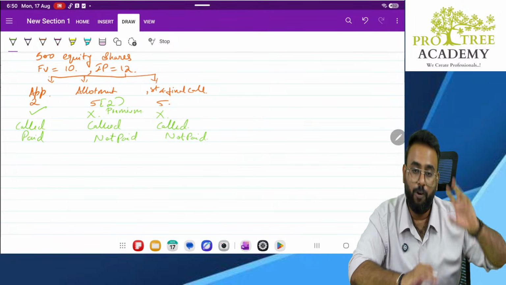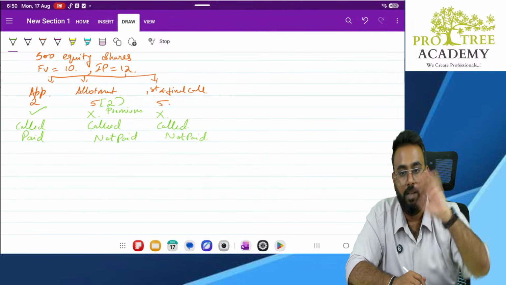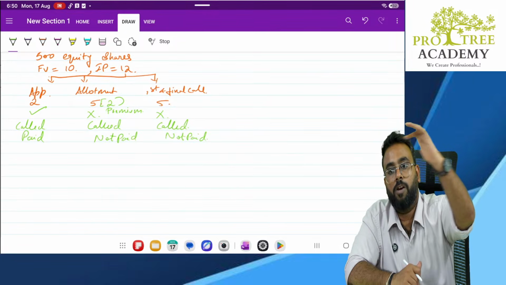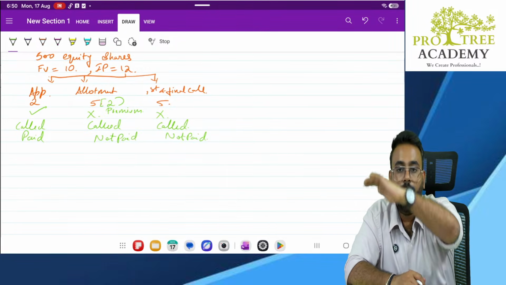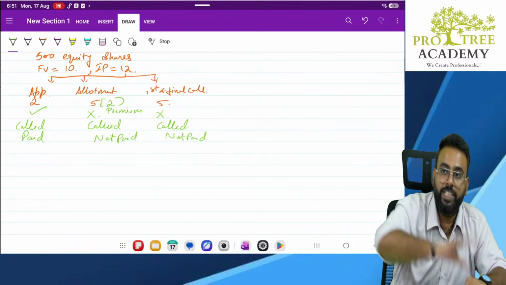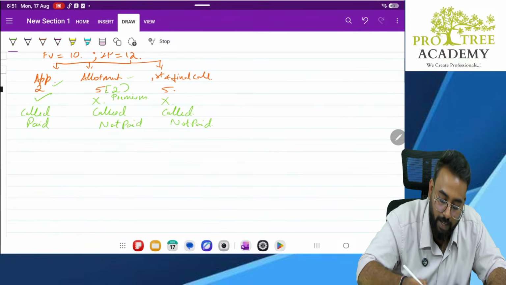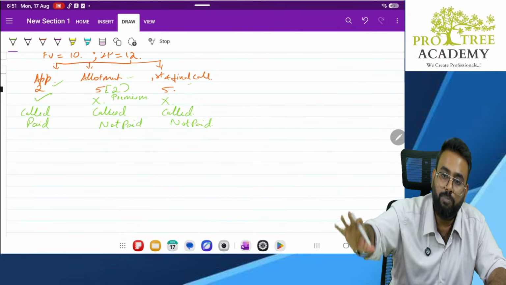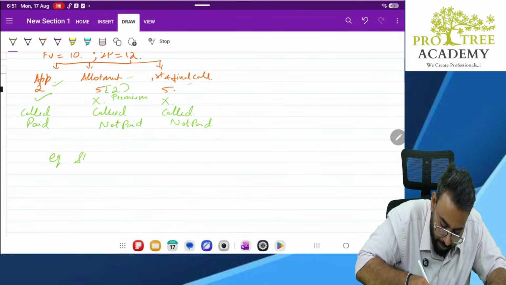So when we call for application, what is the entry? Share application account debit to share capital. Next, share allotment account debit to share capital. Next, share first call account debit to share capital. Correct? Now share capital has been credited with all: application, allotment, first and final call. So share capital, everything has been called up. Correct or no?